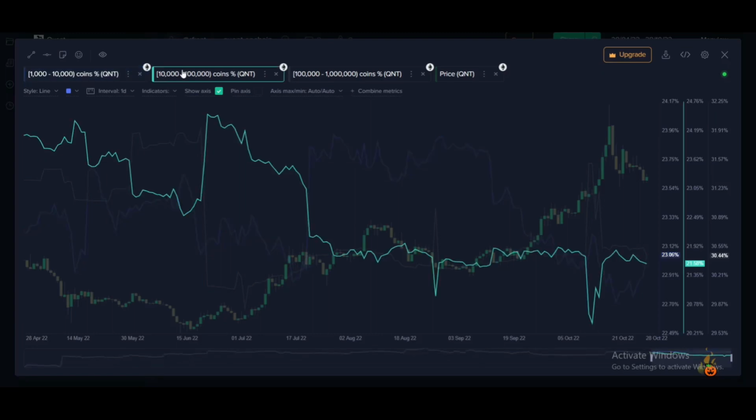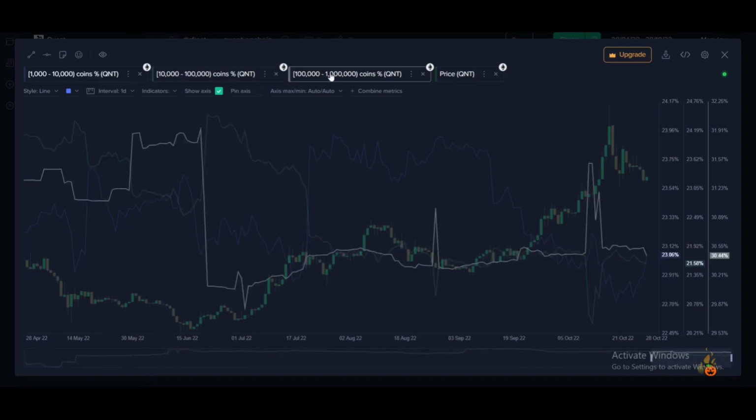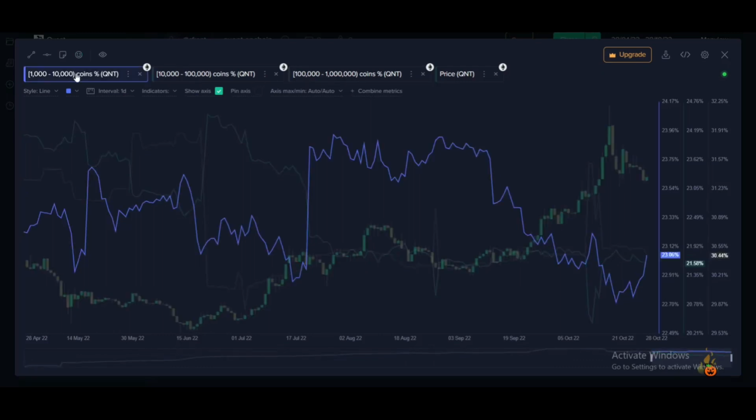Now, moving on to the next group that has 10,000 to 100,000 coins. These have remained relatively stable throughout this whole thing, so they aren't affecting the price that much. And when you take a look at the addresses which have 100,000 to 1,000,000 Quant coins right here, they also have remained relatively constant. So yeah, the major takeaway right here is the group that has 1,000 to 10,000 Quant coins, they are buying at the moment.